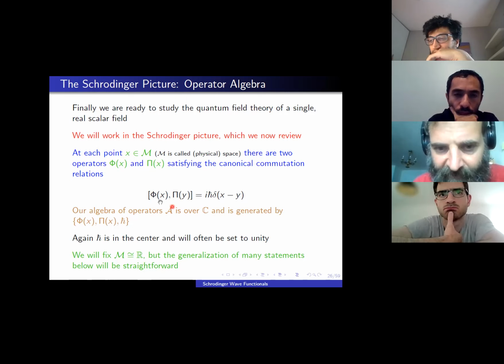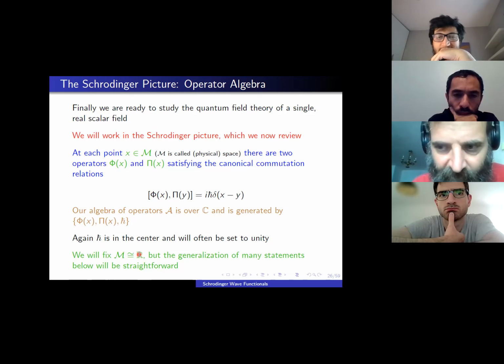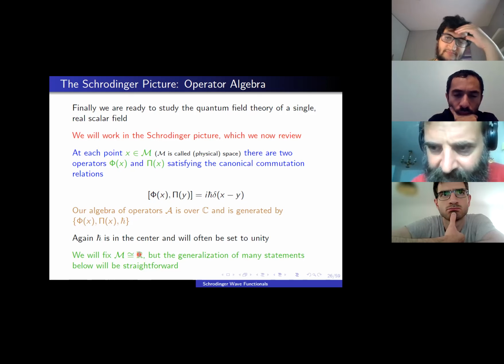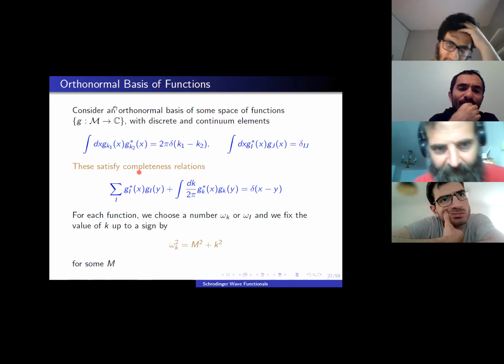And they satisfy, again, this canonical commutation relation. So our algebra is going to be generated by this. And again, h bar is in the center. Now I'm going to fix M to be R, but a lot of things I'm going to say you can generalize. So any questions about the algebra? So again, it's a graded algebra with a grading given by this h bar.